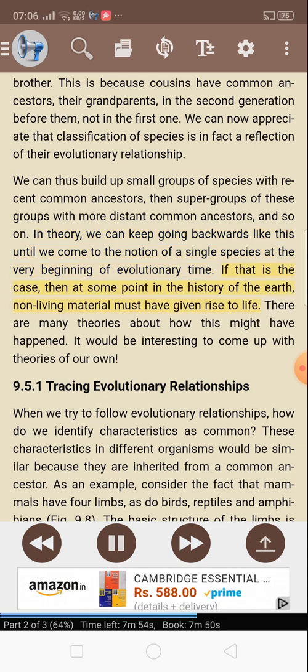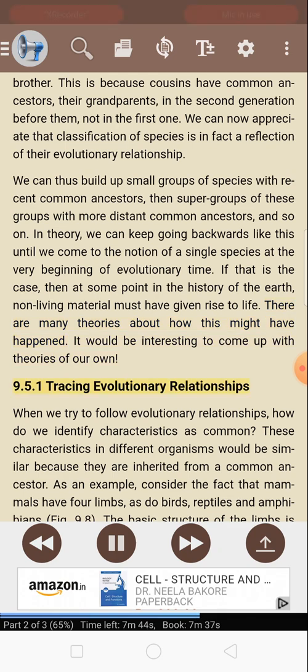If that is the case, then at some point in the history of the Earth, non-living material must have given rise to life. There are many theories about how this might have happened. It would be interesting to come up with theories of our own. 9.5.1 Tracing evolutionary relationships. When we try to follow evolutionary relationships, how do we identify characteristics as common?